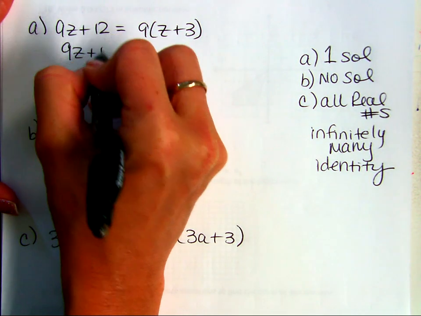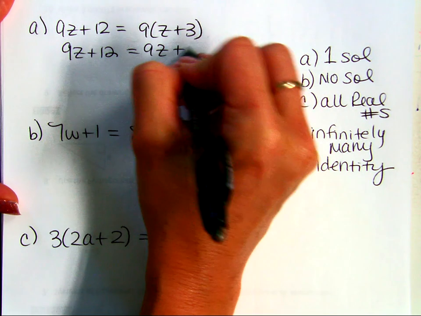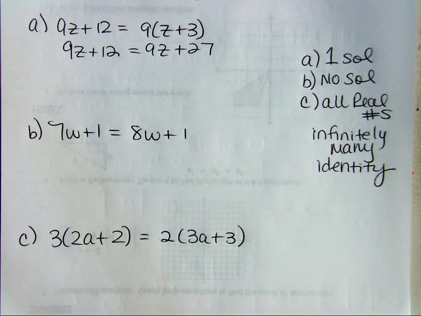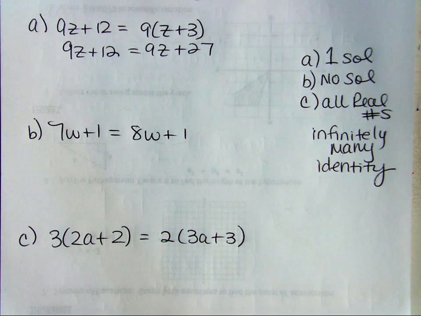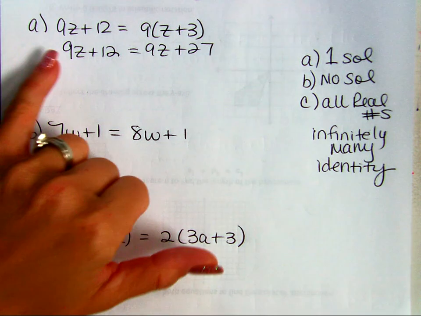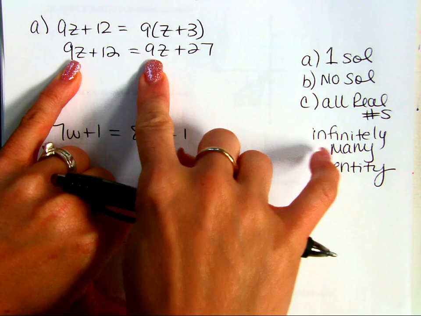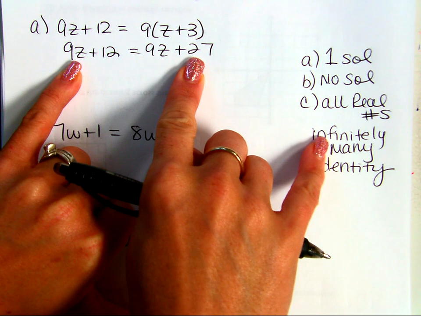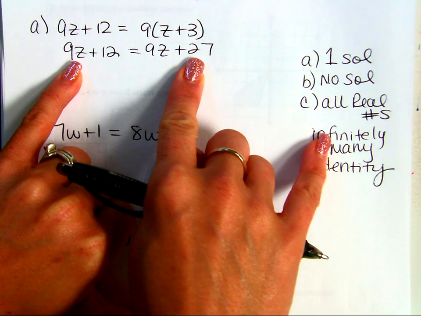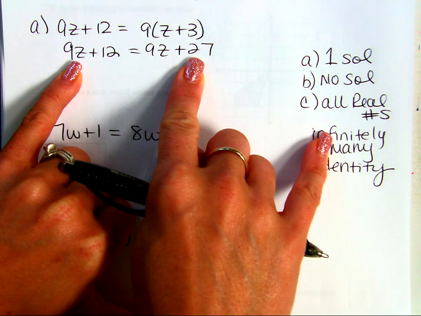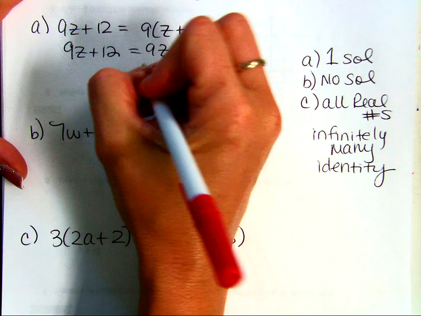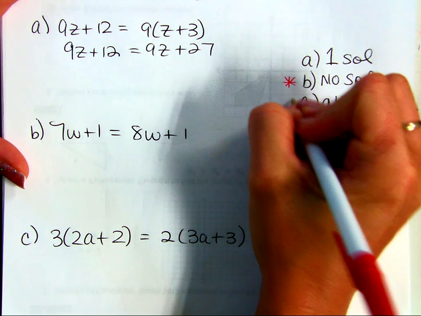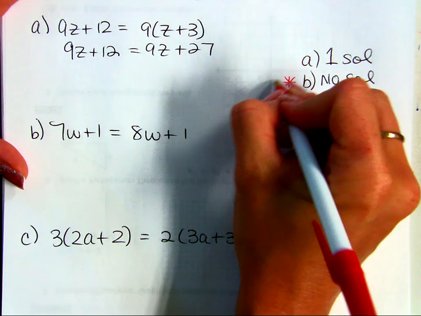So when I take 9z plus 12 and distribute, this is 9z plus 27. Technically I can stop right there, because looking at that, whatever number I pick, say 6: 9 times 6, 54, add 12 to it; 9 times 6, 54, add 27 to it. It's going to be different every single time, right? So how many solutions can you find that will work in this one? None.